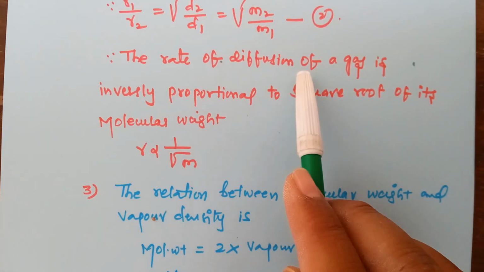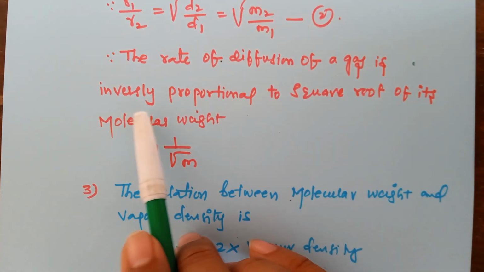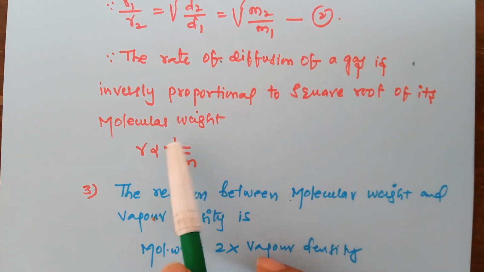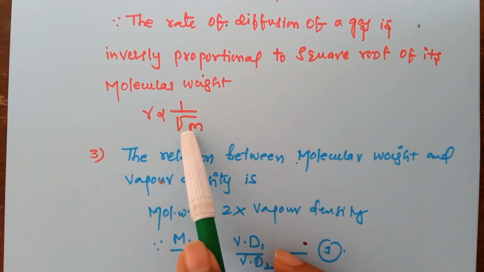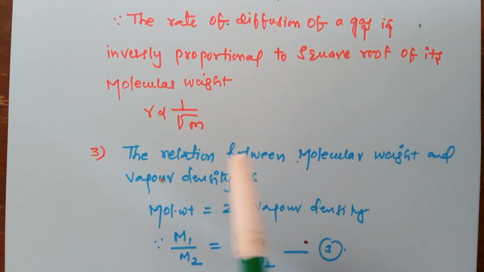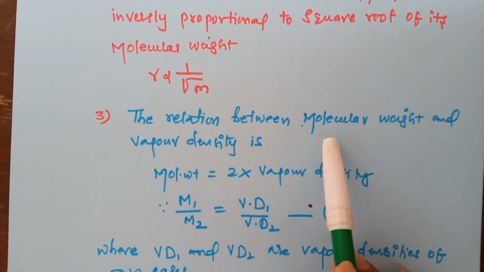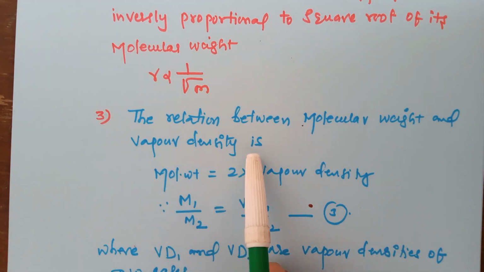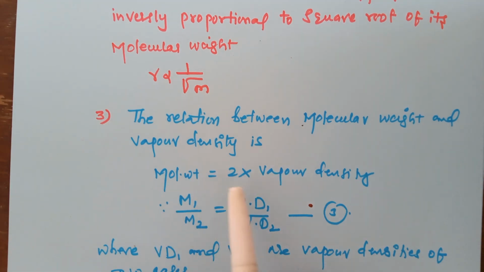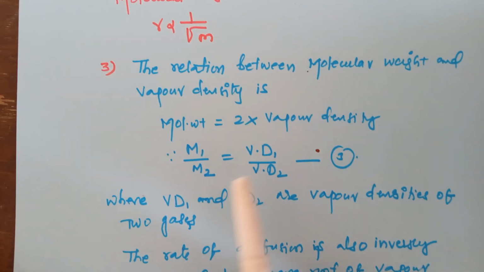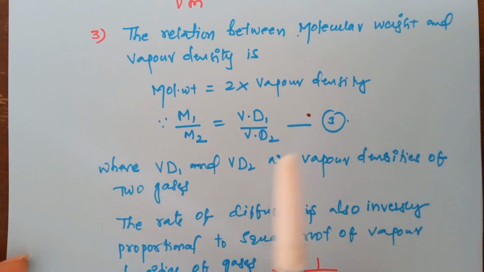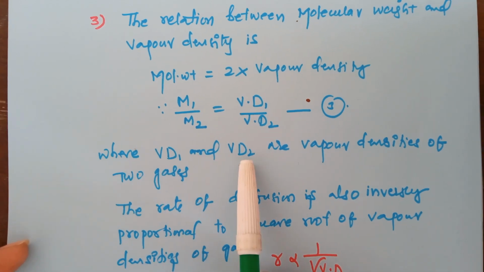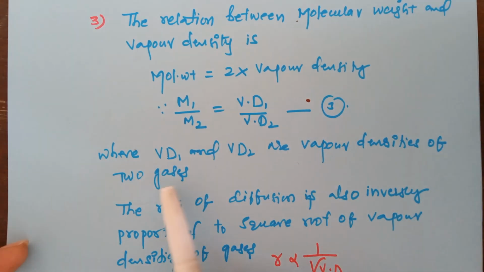The rate of diffusion of a gas is inversely proportional to the square root of its molecular weight, so R is inversely proportional to square root of molecular weight. The relation between molecular weight and vapor density is molecular weight is equal to 2 into vapor density. So you write M1 by M2 is equal to vapor density 1 by vapor density 2. This is the third equation, where VD1 and VD2 are vapor densities of two gases.